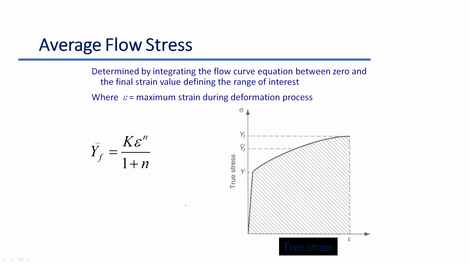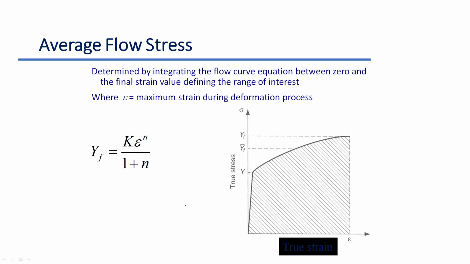So now there are other parameters which can be used. An important parameter is the average flow stress, that is equal to the area under this curve, right. You can clearly see that this is K epsilon to the power n divided by 1 plus n. Factually speaking, it should have been K epsilon, it is integration, so that is why. By integrating the flow curve equation between 0 and the final strain value, a region of interest, one can do that. This provides you the average stress required to deform the material.